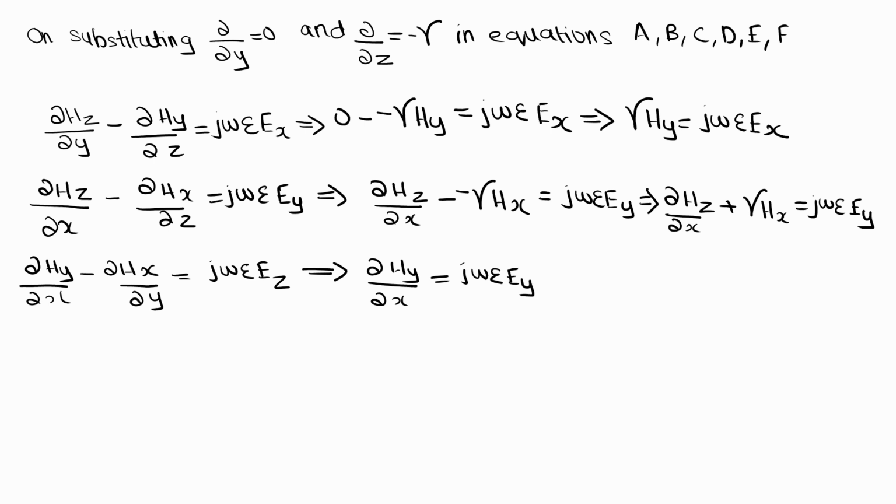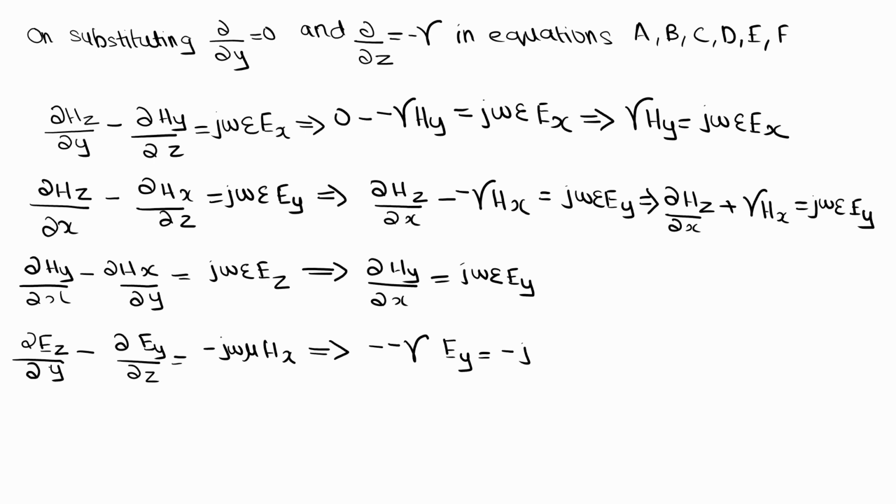Similarly, ∂Ez/∂y minus ∂Ey/∂z equal to minus j omega mu Hx, which implies minus minus gamma Ey equal to minus j omega mu Hx, which implies gamma Ey equal to minus j omega mu Hx.